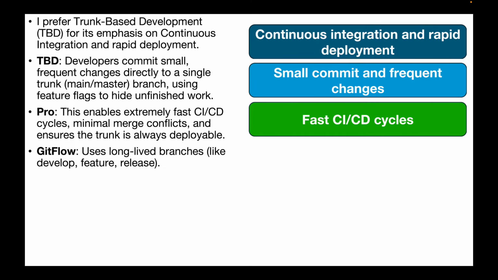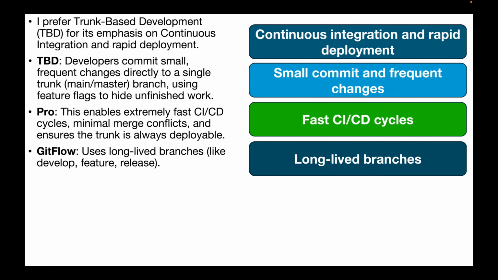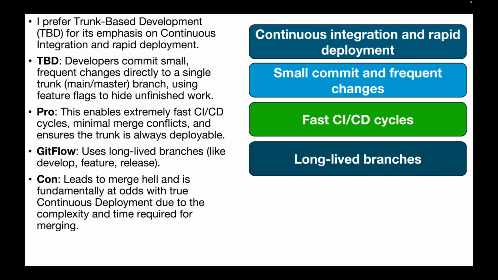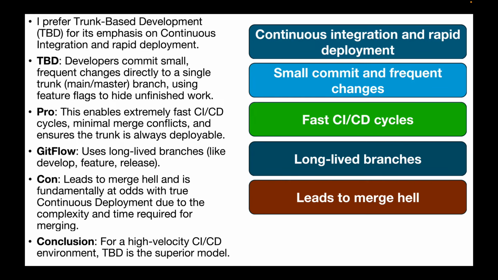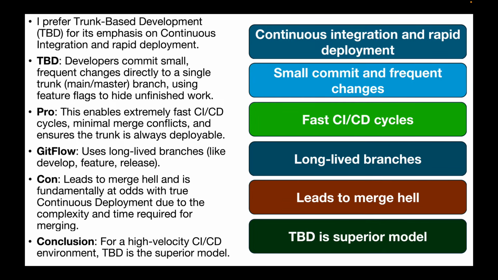But if you want to use Git flow, then you will be using long-lived branches like your develop branch, feature branch, release branch, etc. This can lead to merge hell and is fundamentally at odds with the continuous deployment due to the complexity and time required for merging. So for a high velocity CI/CD environment, trunk-based development is the superior model.